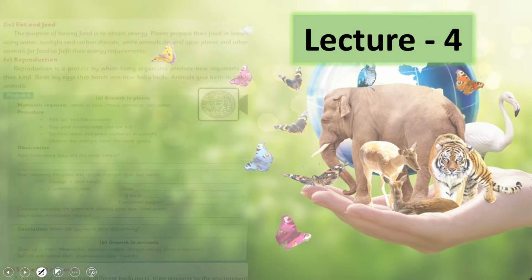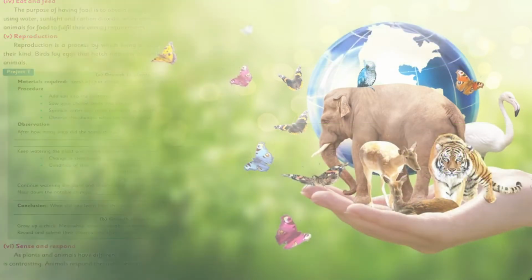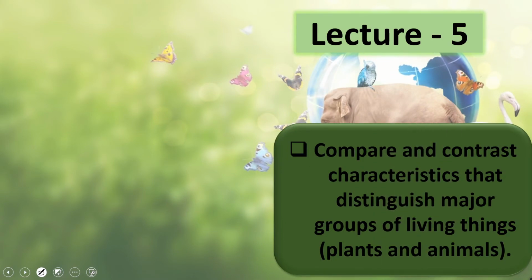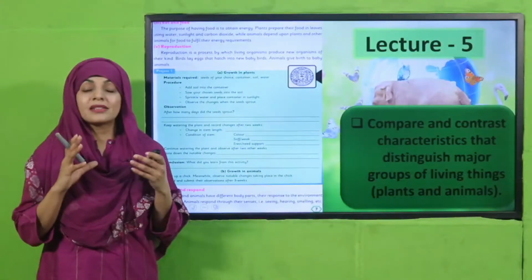Then in lecture number 4, again the students will be able to compare and contrast the characteristics that distinguish major groups of living things, plants and animals. And here we will discuss about how they eat, they feed and their reproductive procedure. We will also discuss about how they sense and respond to their environment. In lecture number 5, the students will be able to again compare and contrast the characteristics that distinguish the major groups of living things, plants and animals. And in this lecture, we will study about excretion.